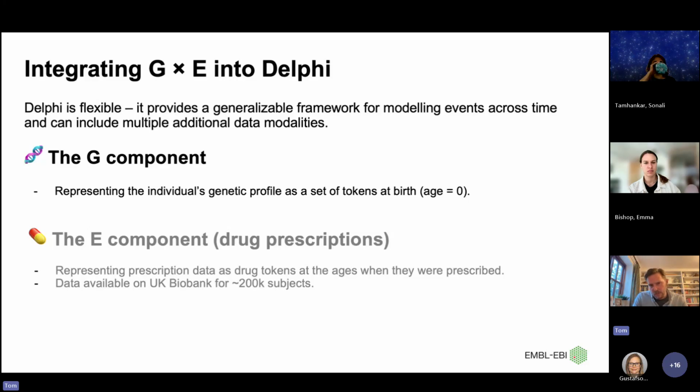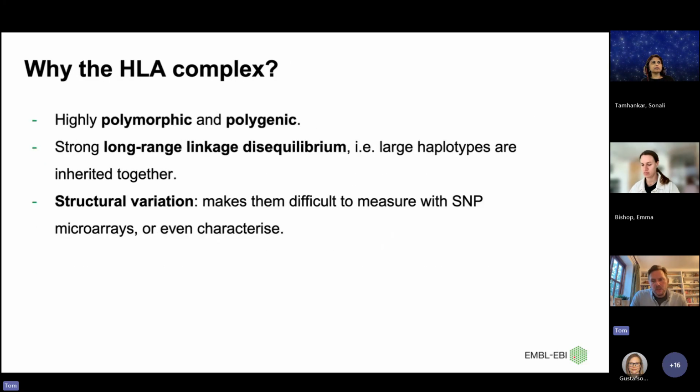So the genetic component and the environmental component, which is drugs basically. In this work, we chose to focus on one particular source of genetic variation, which is the HLA complex. For any of you that have done GWAS or know genetics, this is a really important genetic region. It has very large blocks of LD and typically tends to be inherited together. It's a really complicated region and difficult to call genetically.